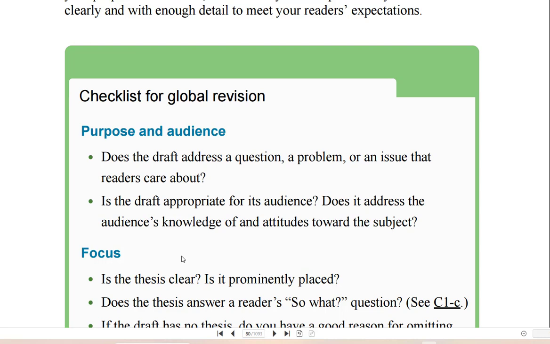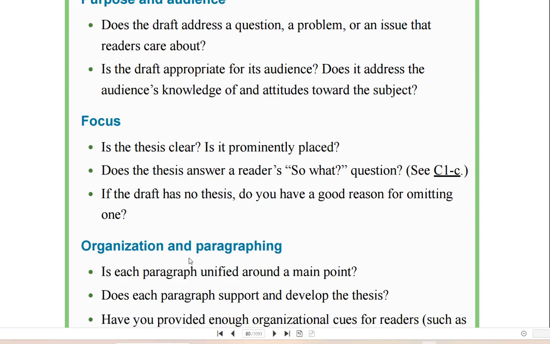Purpose and audience. Does the draft address a question, a problem, or an issue that readers care about? Is the draft appropriate for its audience? Does it address the audience's knowledge of and attitudes toward the subject? Is the thesis clear? Is it prominently placed? Does the thesis answer a reader's "so what" question? If the draft has no thesis, do you have a good reason for omitting one?